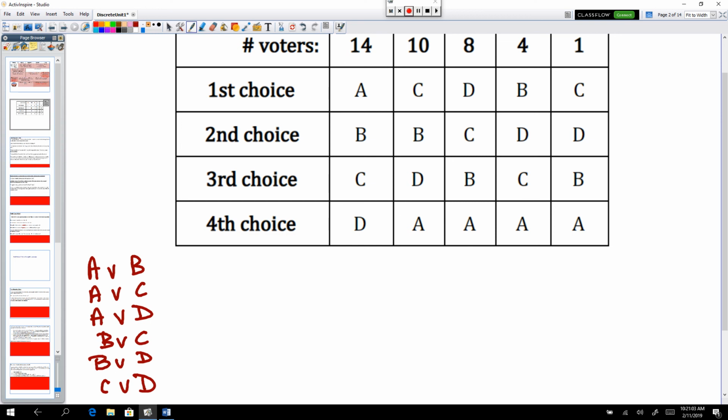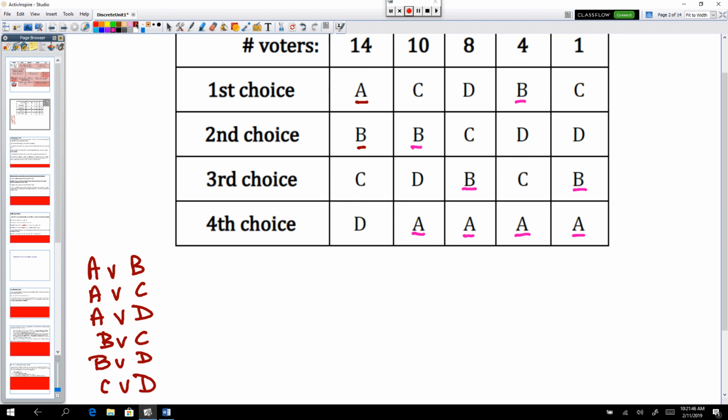Now, the way you win a battle is that when compared to the other person, you're higher on the pile. So for A versus B, A in the first column, A is higher than B, so A gets those 14. So A is preferred over B 14 times in this column. In the second column, B is preferred over A 10 times. In the third column, B is preferred over A for 8 voters. In the fourth column, B is preferred over A for 4 voters. And in the last column, B is preferred over A for 1 voter.